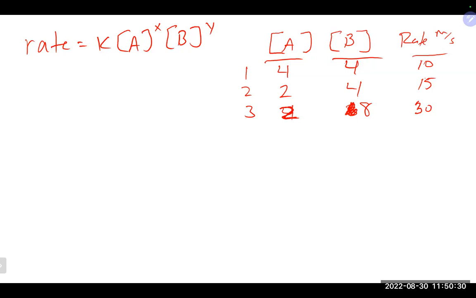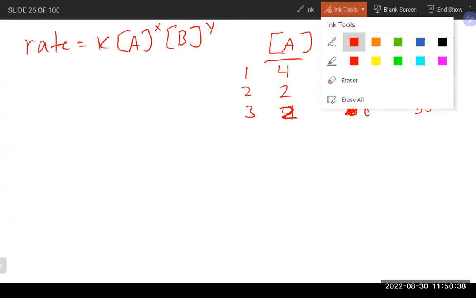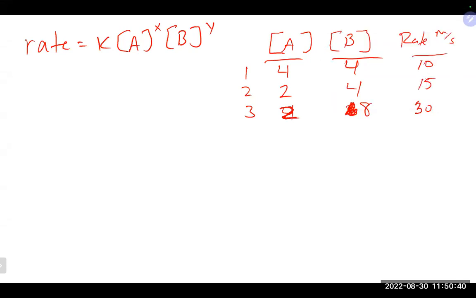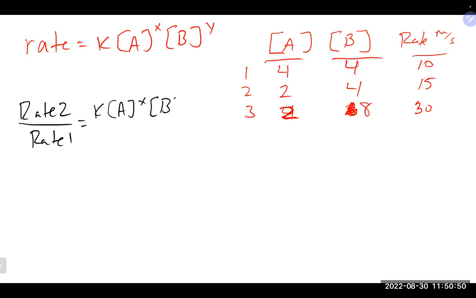But for most people, a mathematical approach is usually a safer bet. So we often use this formula when we're trying to figure out the orders: rate 2 divided by rate 1 is equal to K times A to the X and B to the Y, over K times A to the X and B to the Y.